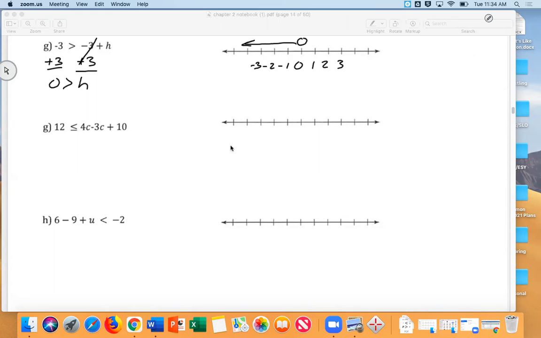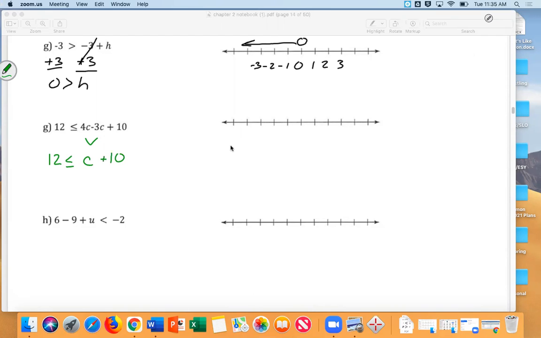All right. Julie, now you've got to talk to me. What's 4c minus 3c? So if I have 4 cups and I take away 3 cups, how many cups? 1c. Yep. So these are going to combine to give me 1c. So I have c plus 10.